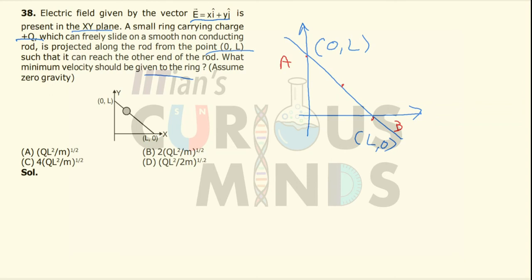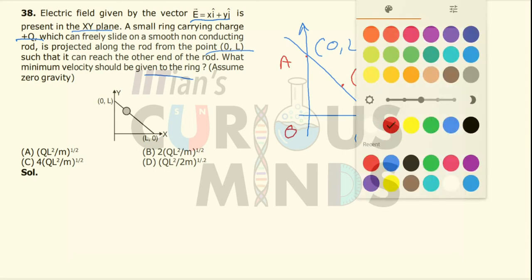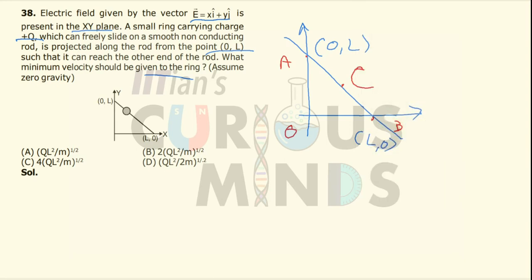Let me call this point O, that is the origin. Let me call this point C. If the ring crosses from A to C, then it will obviously go to the point B. Now, before we find out the potential energy and everything, let us first find out the potential due to the electric field in the x and y direction.